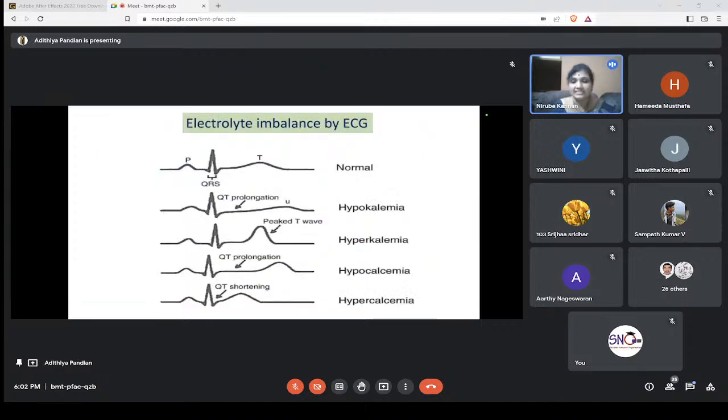Also, the ECG will reflect electrolyte imbalance. In hypokalemia, hypocalcemia or hyponatremia, any low level, everything will be a prolonged interval, and the wave voltage will be very low. Hyper means it will be more. The only important finding is the tall T wave, which you get in hyperkalemia, a common MCQ always asked. And QT prolongation in hypocalcemia.